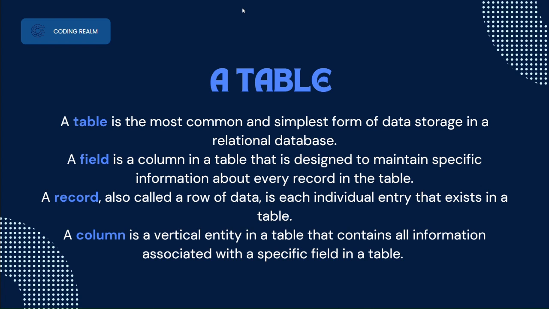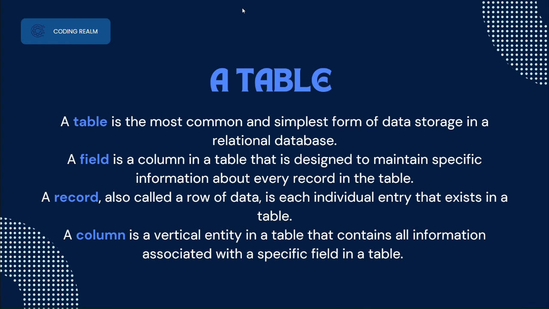Now, the column and row. In a table, the columns represent the different categories of information, like the name, ID, age, etc. The row contains specific records with that information. Think of a table as a magic grid where each box has a specific value. The table is the most common and simplest form of data storage in a relational database.